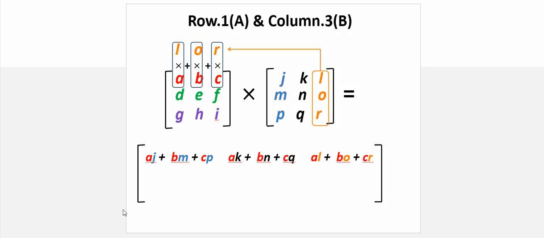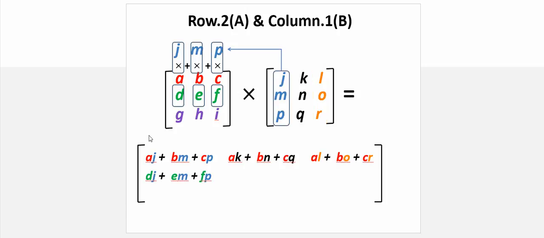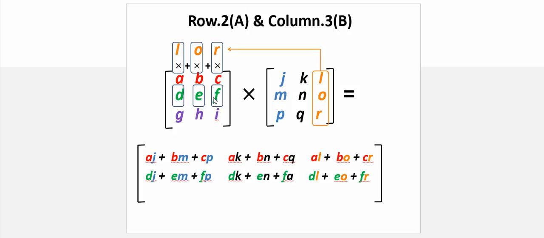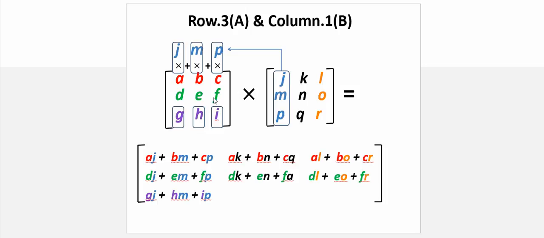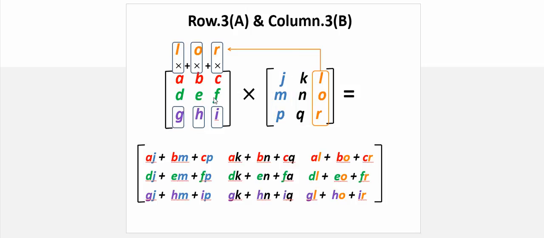Then we take the first column of matrix B and multiply it by the second row. Now we bring in all these green D, E, and F elements and repeat for the second column of matrix B and the third column. And finally we take the bottom row of matrix A and do the same again. We multiply by the first column of matrix B, the second, and the third.